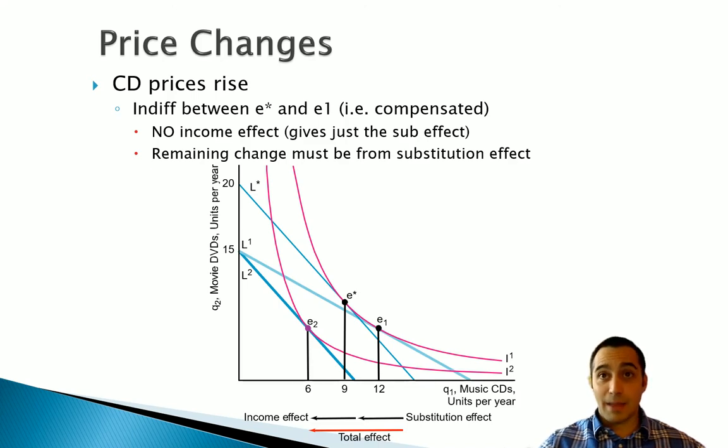So, anytime we have a price change, you'll observe we will move between two points, such as E1 and E2. We can decompose that total change into an income and substitution effect by first drawing the compensated budget line, which is defined as being parallel to the new budget line, but also indifferent to our original bundle. The difference between our new and compensated bundles will be the income effect, and the difference between our original and compensated will be the substitution effect. And by that, we can decompose the whole change in the quantity of, for instance, CDs demanded.